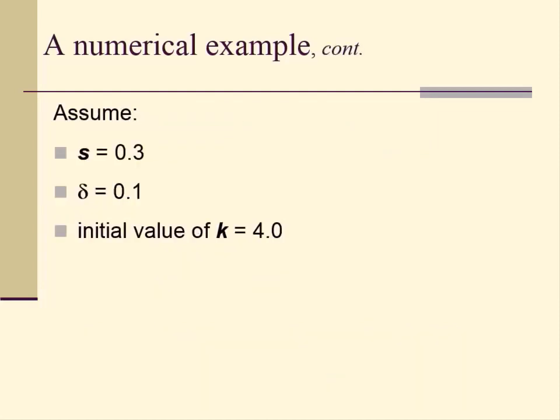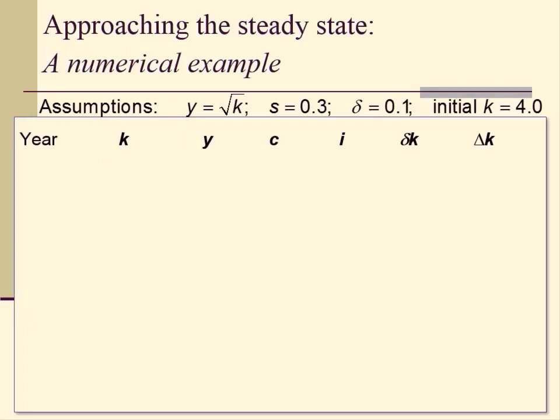And now we can assume, for instance, the saving rate is given as 0.3 and the rate of depreciation is given as 0.1, which means the economy saves 3/10 of income, and every year 10% of the capital stock wears out. And let's say the initial value of capital stock per worker is 4.0. Hence, that means supposing the economy starts out with 4 units of capital for every worker. Then if you use Excel, you can actually get these results.